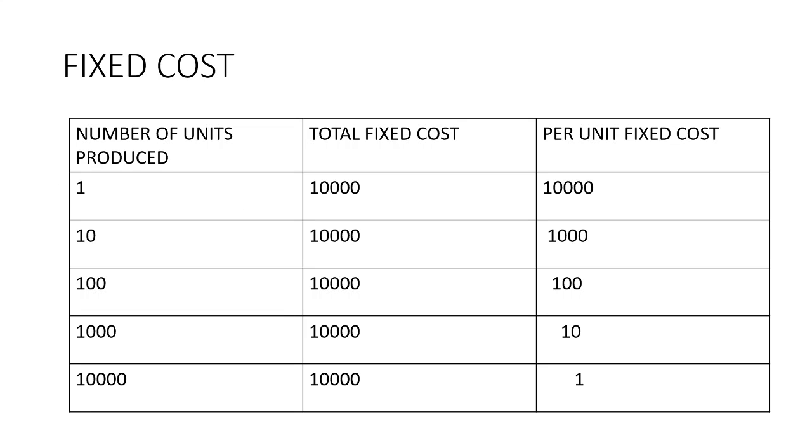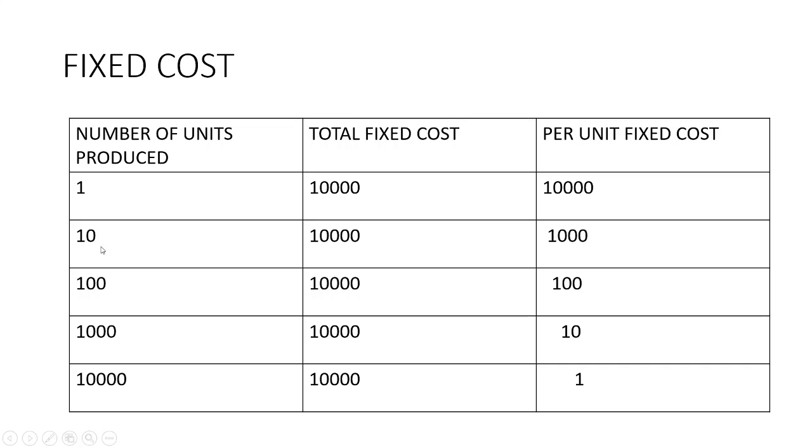Now we will see an example. The total fixed cost is rupees 10,000. We can take it as the rent of the building. The rent of the building is rupees 10,000. Imagine we are producing only one unit. We have to pay the rent 10,000 rupees. The total fixed cost is rupees 10,000. Per unit fixed cost, that is total fixed cost divided by the number of units, 10,000 divided by 1. For 1 unit the cost is rupees 10,000.